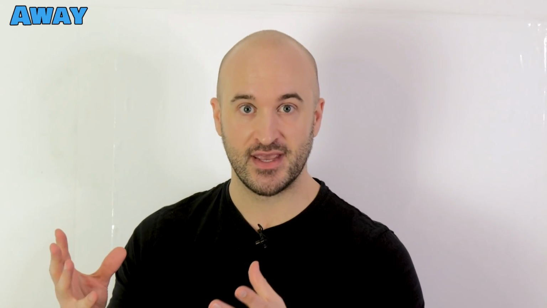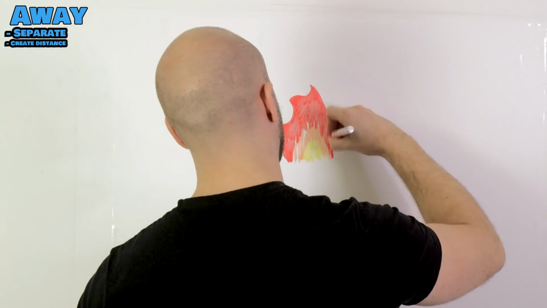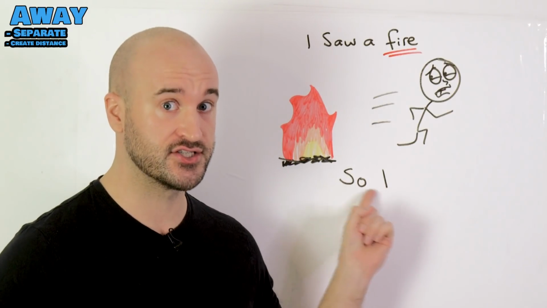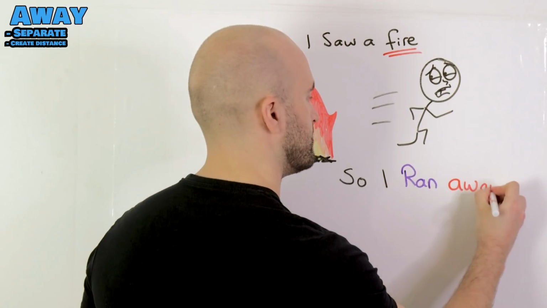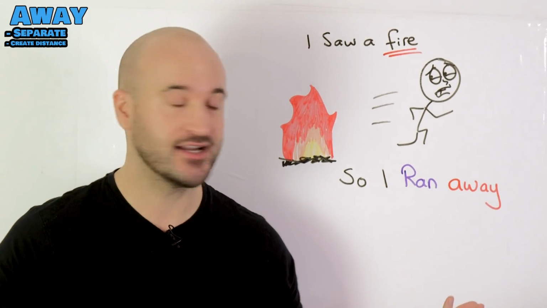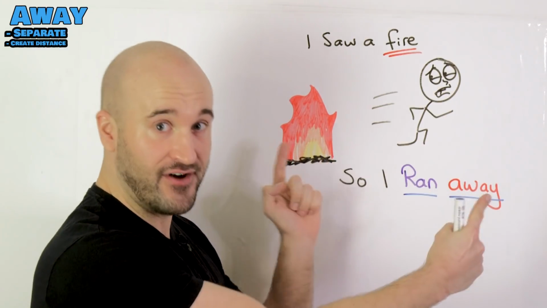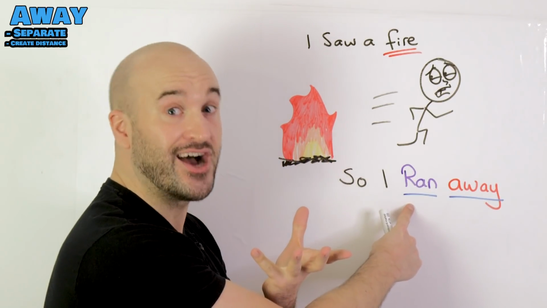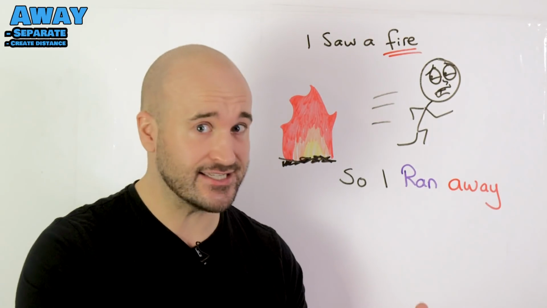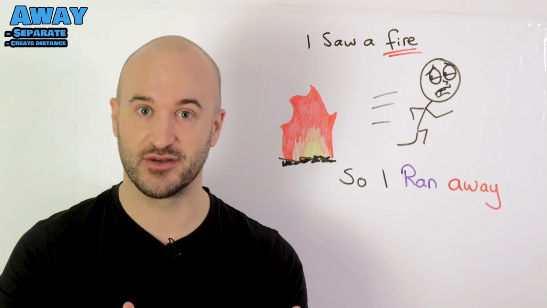So let's start with the most obvious, the most general meaning of away. And that is to separate one thing from another thing, to create distance. I saw a fire, so I ran away. Easy, right? I created distance, I separated myself from the fire. How? I ran. This is how simple phrasal verbs are.